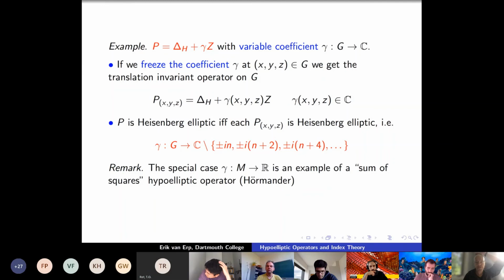Okay, there's a special case of this. Of course, if gamma is real valued, then this is automatically a Heisenberg elliptic operator. That's something that was known. There's an older theory by Hörmander. We call it the sums of squares operator. So if gamma is real valued, then this is hypoelliptic by an older theory. But this is only a remark that's useful if you're familiar with this example of Hörmander. Otherwise, it's really not that important. But what this shows is that allowing complex coefficients introduces some interesting topology that isn't there if you only allow real coefficients.